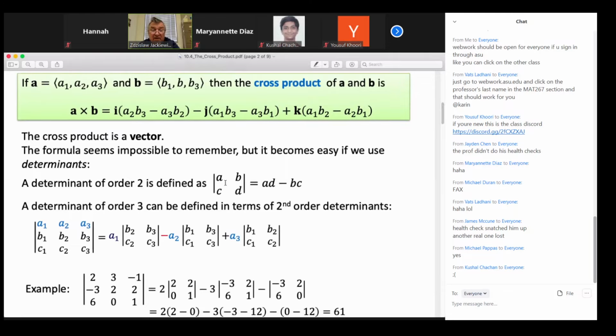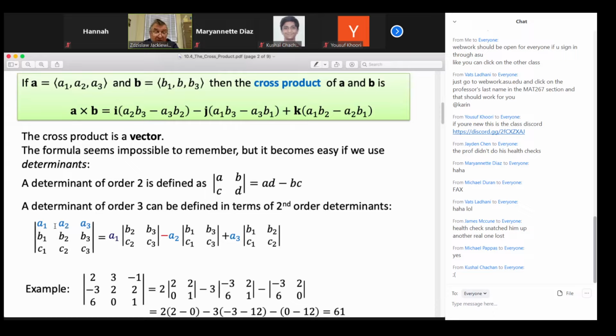When you have a determinant of order 2, A, B, C, D, the determinant is AD. If you took algebra, you know this is AD minus BC. The determinant of a matrix is a scalar. And a determinant of order 3 can be defined in terms of second order determinants. So if you took linear algebra, you had this, so you knew how to compute the determinant of a 3 by 3 matrix.